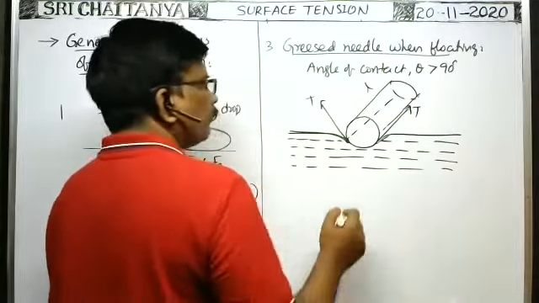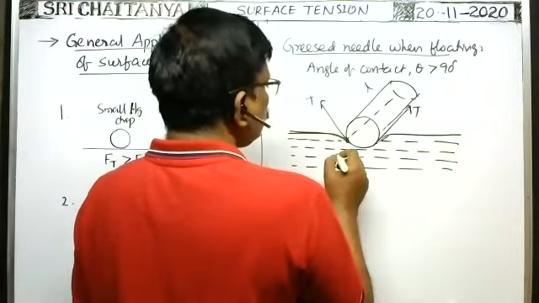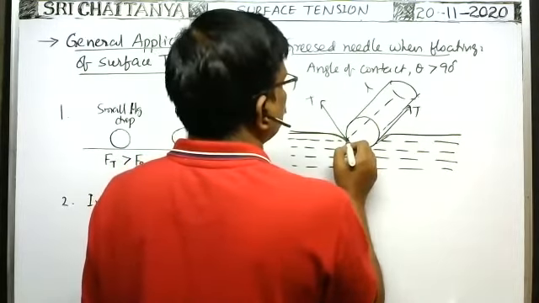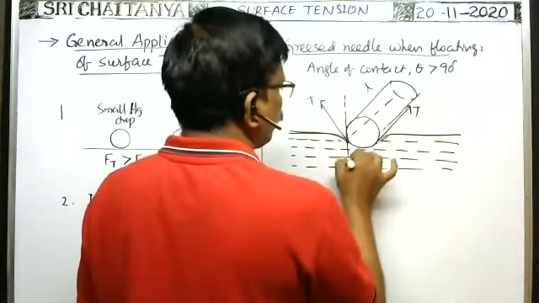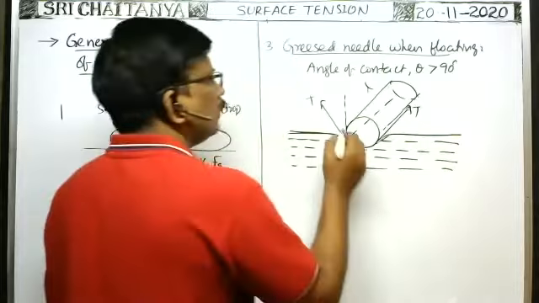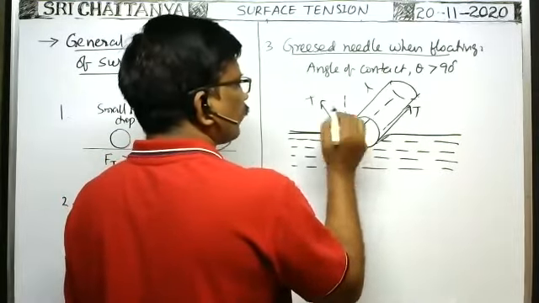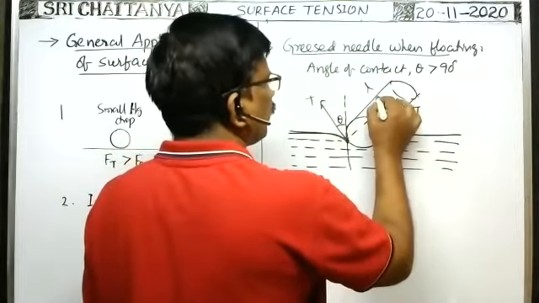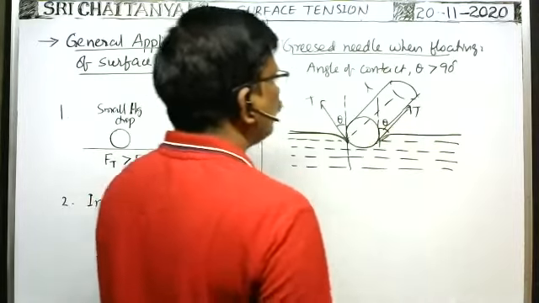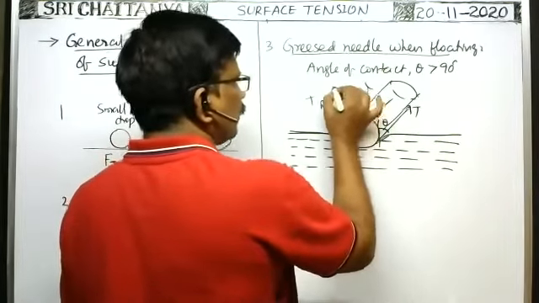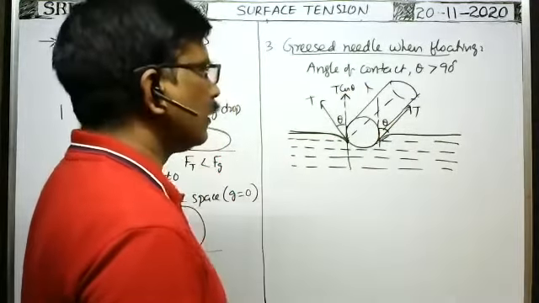Suppose this is the vertical. Suppose the angle made by this tangent with the vertical is theta. Here also, the angle made by this tangent with the vertical is theta. Now the component of tension in this direction is T cos theta.